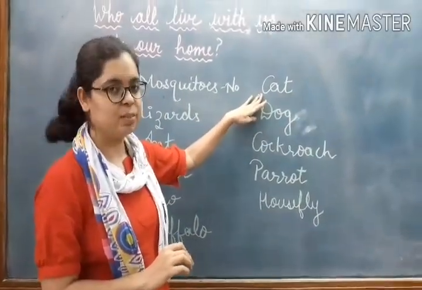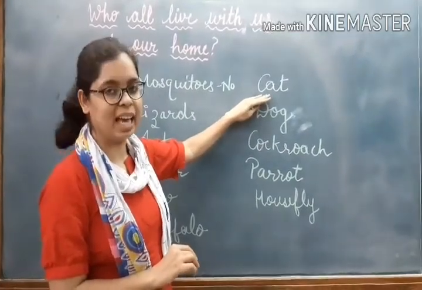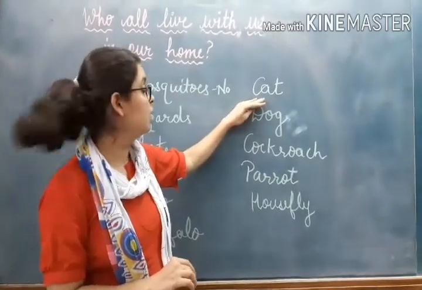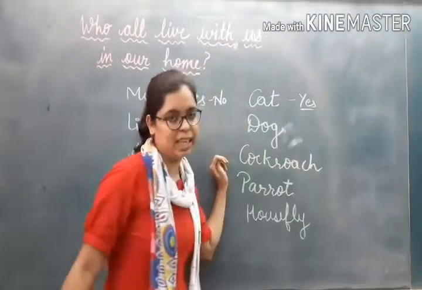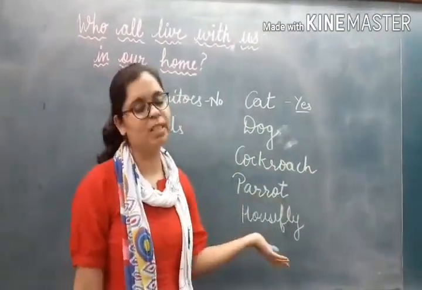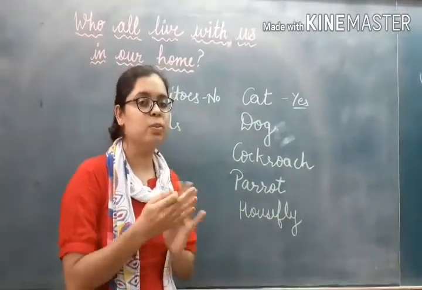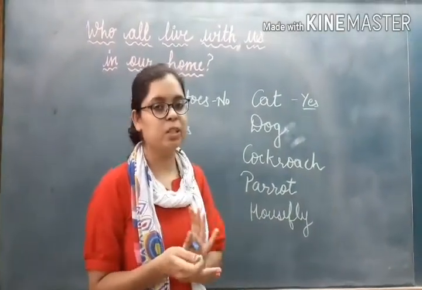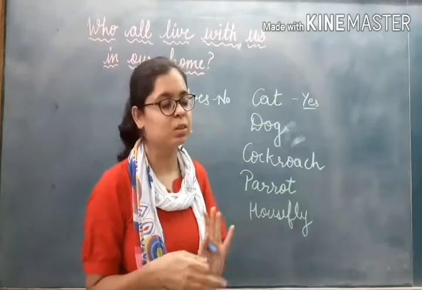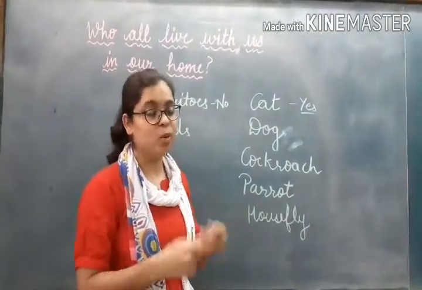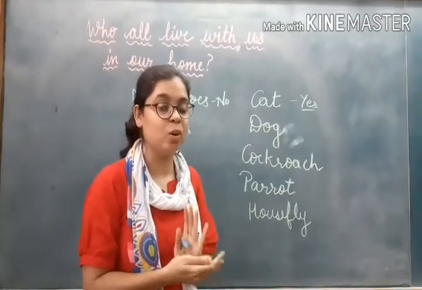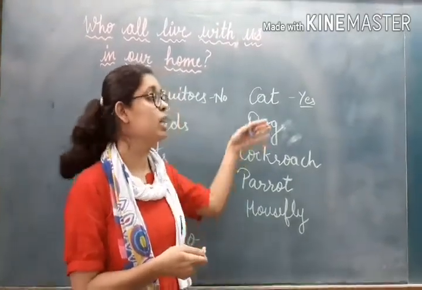Cat is a pet animal. You must have seen a cat in some houses, so it is a pet animal. So we want a cat. Sometimes we want a cat to live with us in our home and sometimes not. You must have seen some people who are keeping a cat as a pet animal. So they want a cat to live with them.